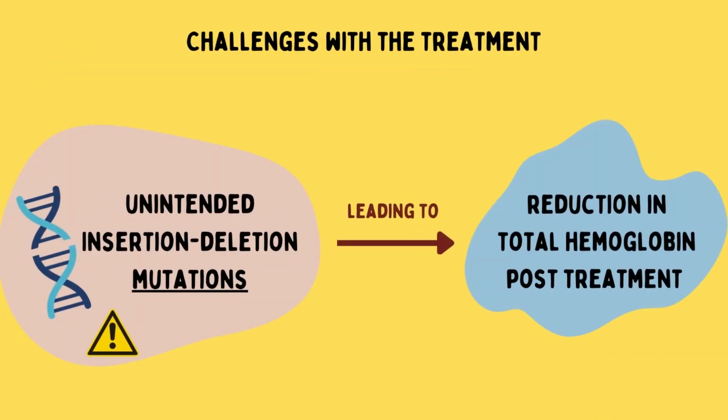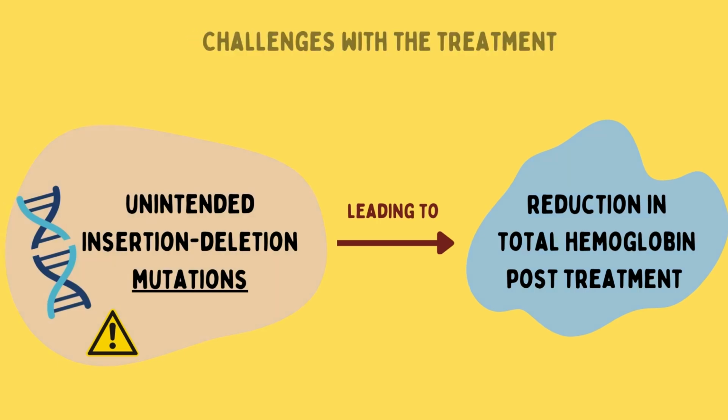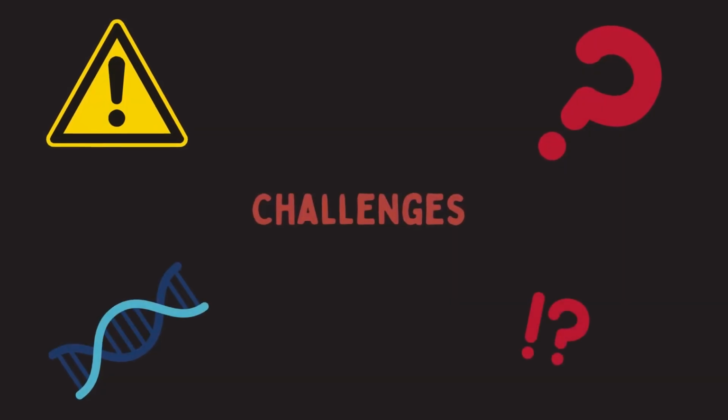In addition, scientists are still encountering challenges with the treatment that still need to be resolved. The usage of CRISPR to treat sickle cell disease has given rise to a harmful side effect in which insertion-deletion mutations occur within the targeted gene. Subsequently, this mutation contributes to the observed reduction in total hemoglobin levels in cells post-treatment.